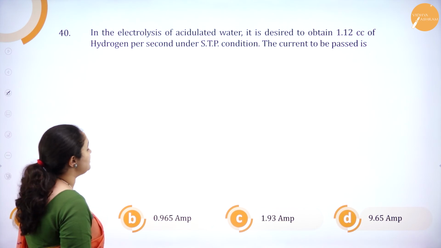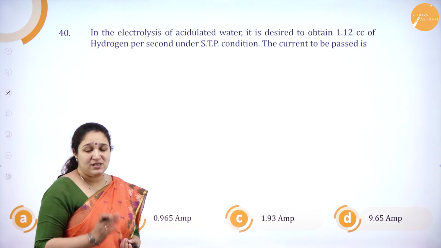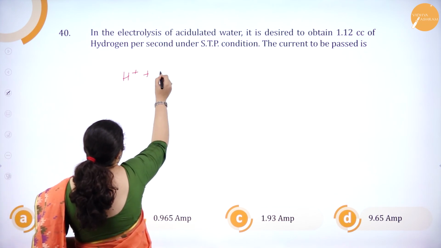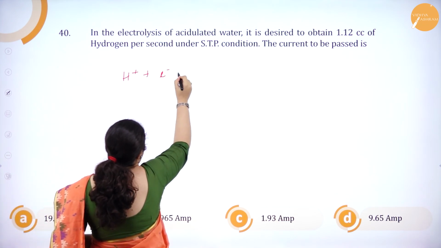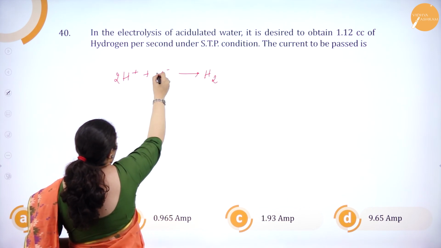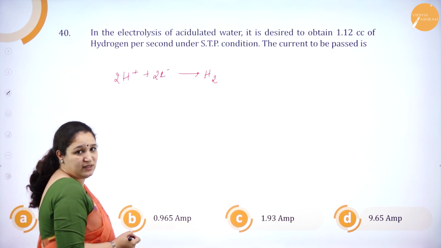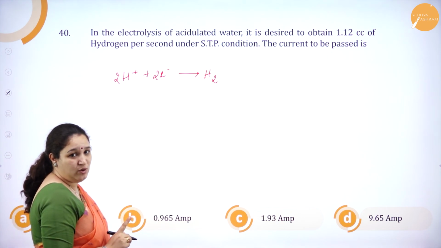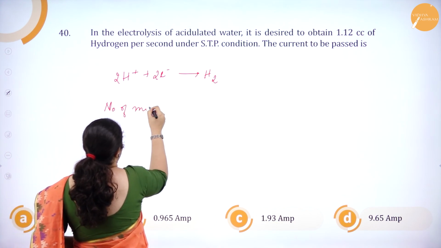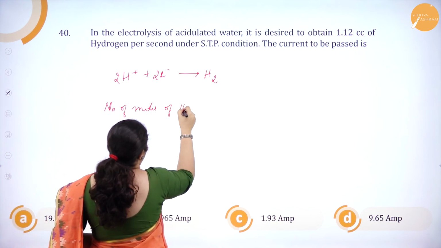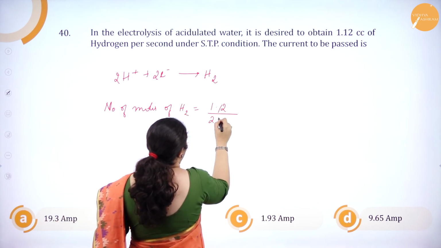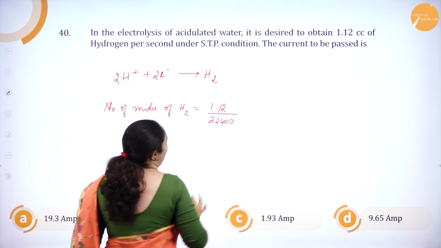D 9.65 amperes. So in this equation, if you see, H plus ion will accept electron to give hydrogen atom. But if you want hydrogen gas, you require 2 H plus ion and 2 electrons, isn't it? So n is equal to 2, which you need to remember. Now first I'll calculate the number of moles of hydrogen. Okay. Number of moles of hydrogen is 1.12 divided by 22,400. So I'll keep it as it is.